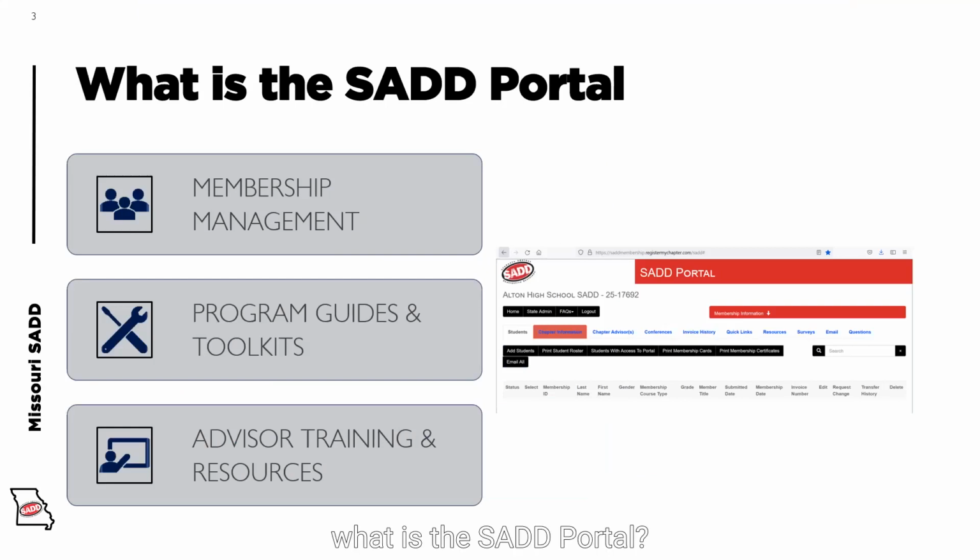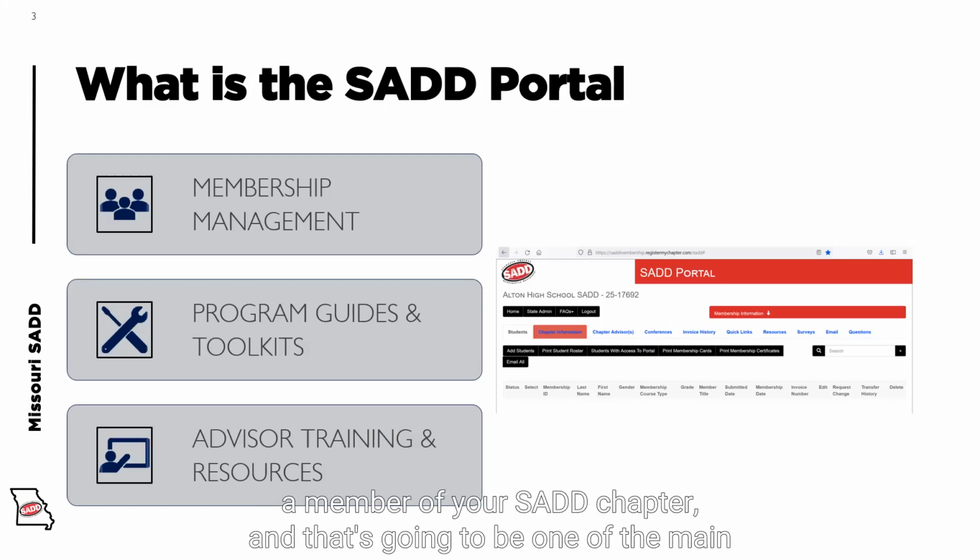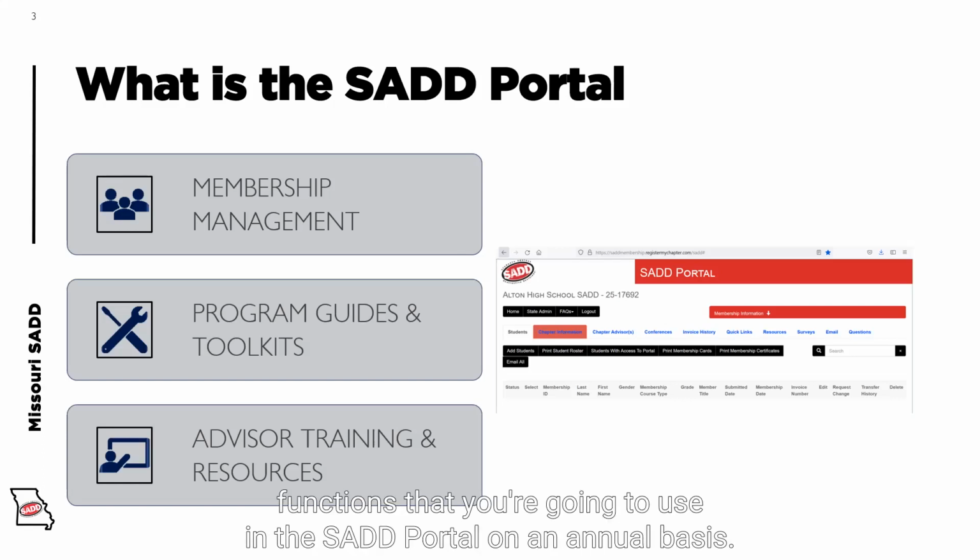So what is the SADD portal? The SADD portal is home to three distinct functions. The first is membership management. Now with SADD in 2021-2022, there is no fee for chapter membership. So that means everyone in your school or everyone in your community group can be a member of your SADD chapter. And that's going to be one of the main functions that you're going to use in the SADD portal on an annual basis.